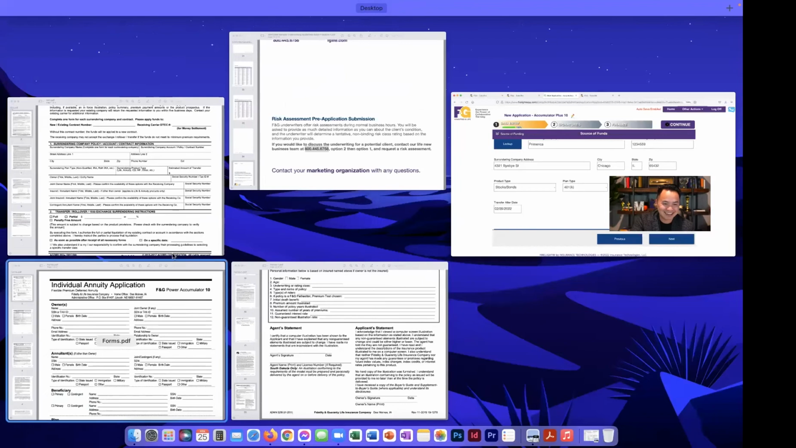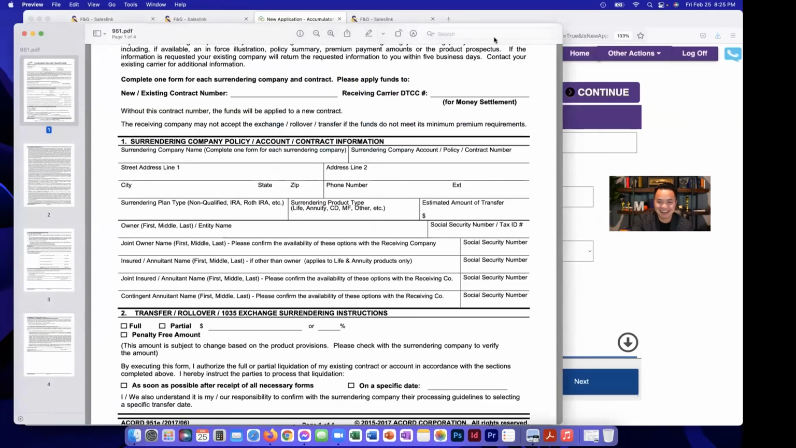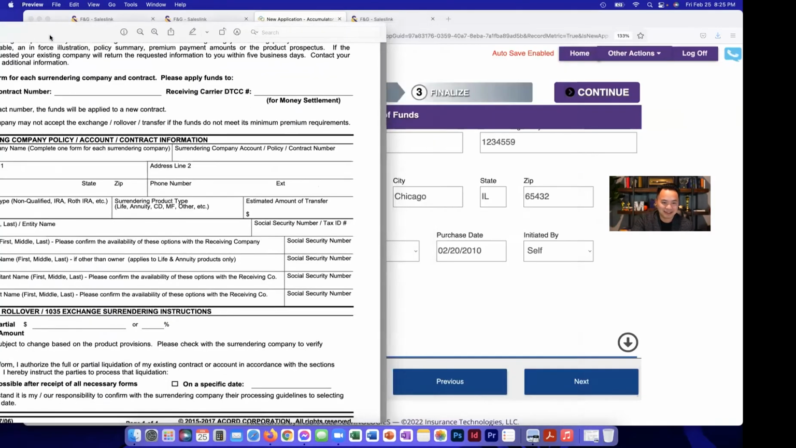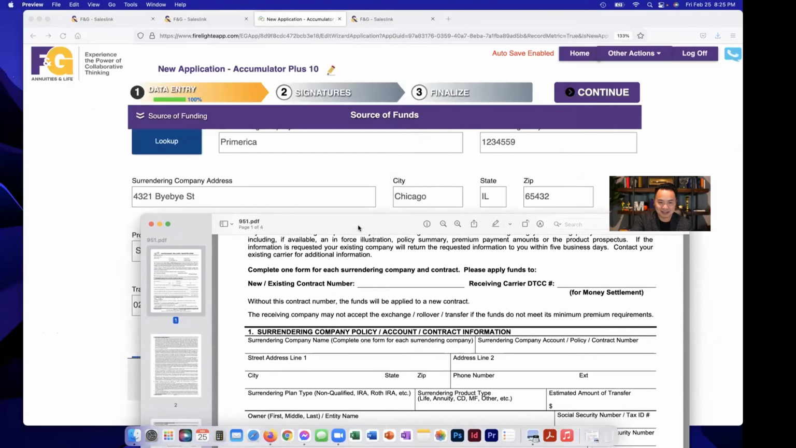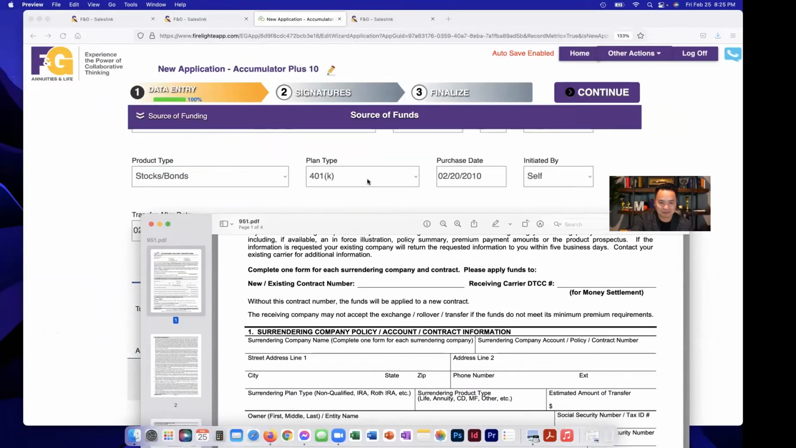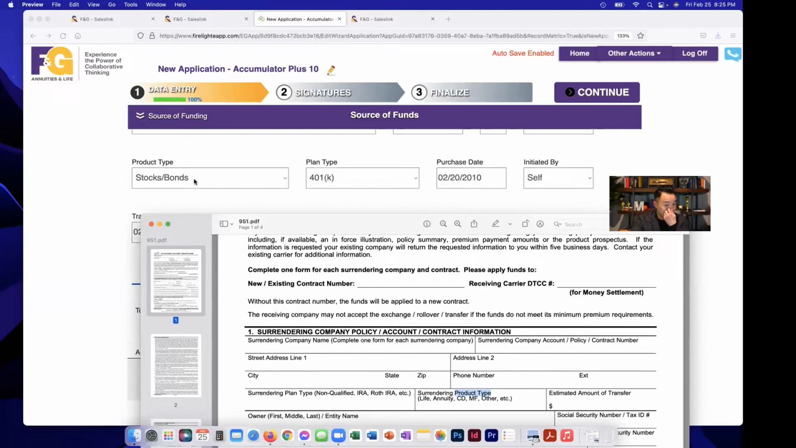Oh gosh. So here is product type. That's why I put stocks and bonds here. Plan type, so 401k goes in here. Those are the things you need to keep in mind.